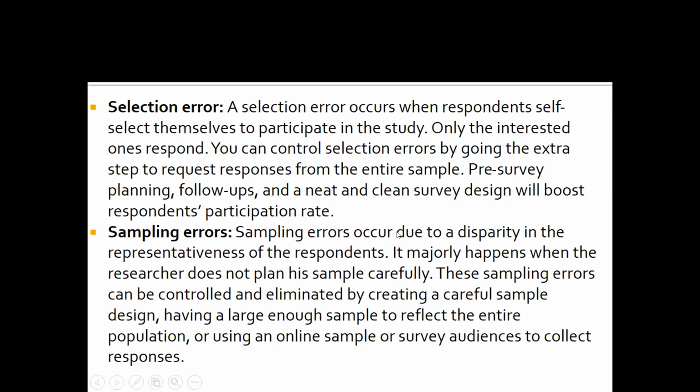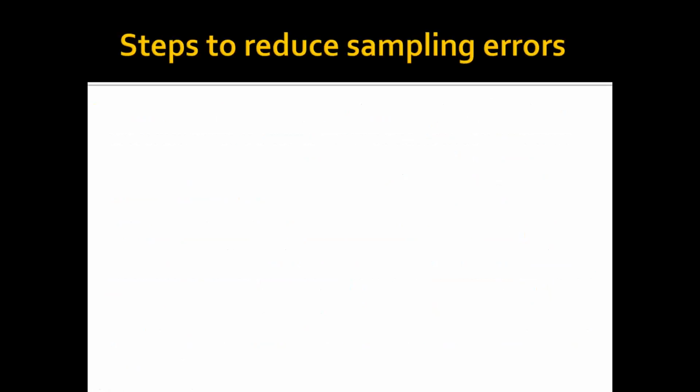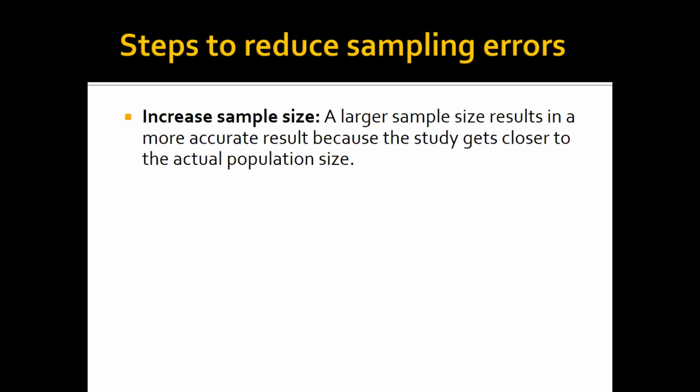Then sampling errors also occur due to disparity in representativeness of the respondents. When the researcher is not planning the sample carefully, there can be any number of uncalled for errors. Particularly they happen when you are using an online survey, and you select a particular number of people to connect with, but they are the people who are not responding. Response rate is very low, and as a result, ultimately you end up taking whomsoever is providing responses. So that kind of errors are bound to be there.